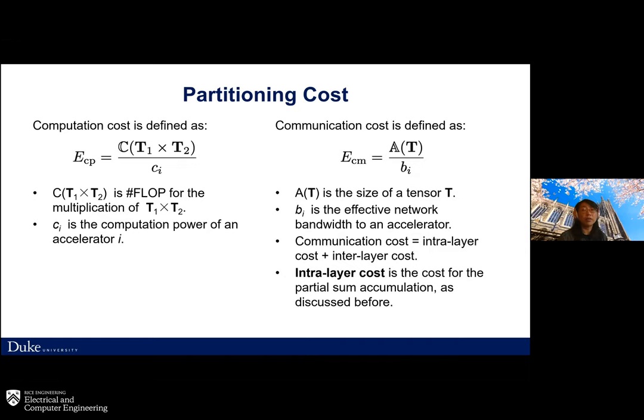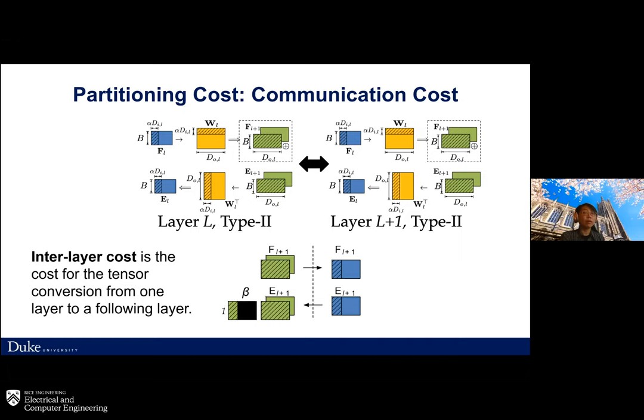The right-hand side is the communication cost. It's defined by the size of a tensor, and B_i is the bandwidth of the accelerator. The communication cost, as we know, consists of the intra-layer cost and the inter-layer cost. The intra-layer cost is the one for the partial sum accumulation, which we discussed before. The paper covers a lot of detailed explanations, but just for illustration purposes here, I only show the partition cost for the inter-layer cost, okay?